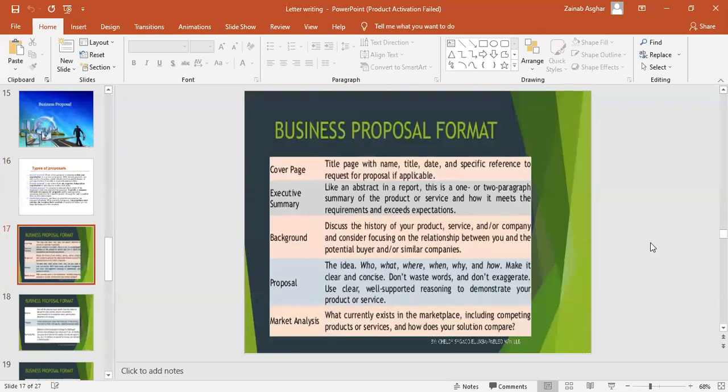because maybe I will assign you business proposal writing as a major project at the end of your semester. So you really need to think on it. So first, for business proposal writing, we need to develop a cover page. So cover page of any proposal is based on the title page.